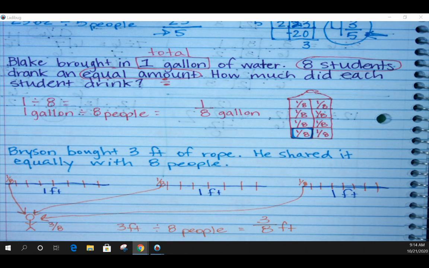Does that help? Yeah. A little bit. Well, a lot. I didn't understand how to do it. Well, now you got a picture. You figure out what you're dividing and you put it as the numerator. And you figure out how many people or what you're dividing it by, and that's the denominator. Okay?